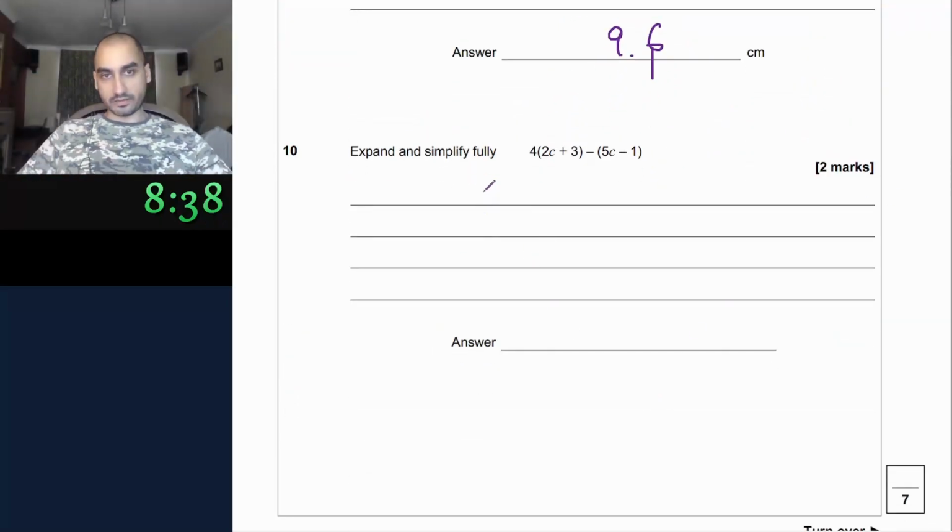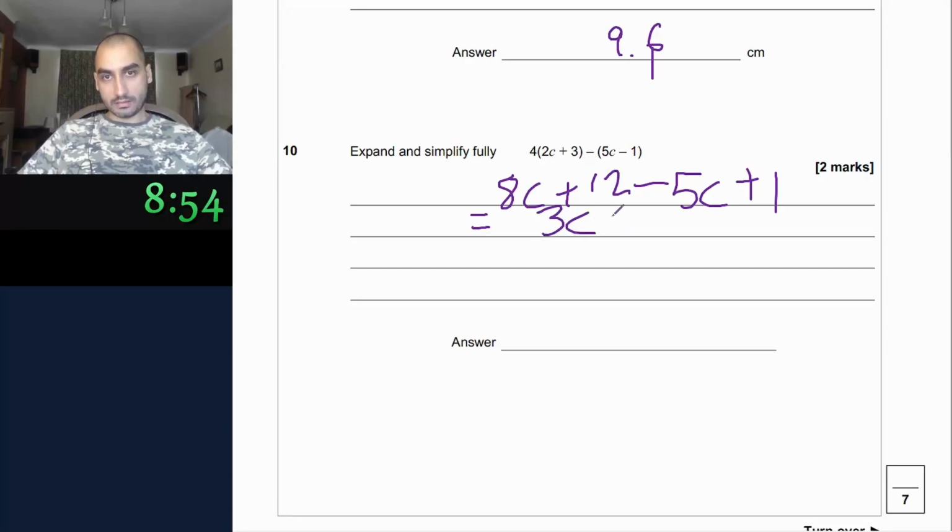Expand and simplify. All right, so we've got 8c plus 12 minus 5c plus 1 equals 3c plus 13. No, what?